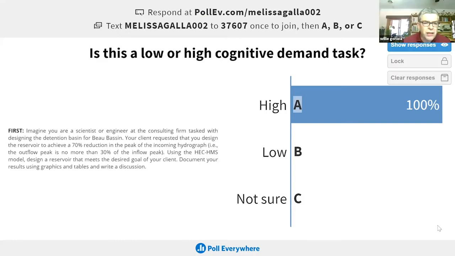Well, you're not telling people how to design the outlet structure. You're not telling them how to grade it out. The depth of the detention basin isn't set. Its location isn't necessarily set. And for the results, you just say document using graphics and tables and write a discussion. There's no right or wrong answer to this. It just has to be sufficient, and students will go, what's sufficient?